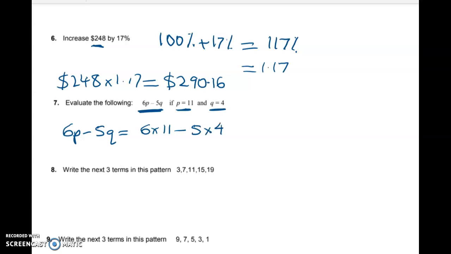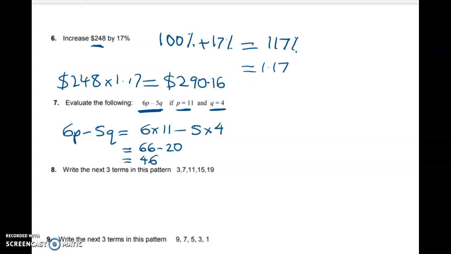So we get 66 minus 20, which gives me, well, I can write that out if I want to, but it's fine just to do that on your calculator and just write the final answer, or preferably in your head. So that gives us 46.